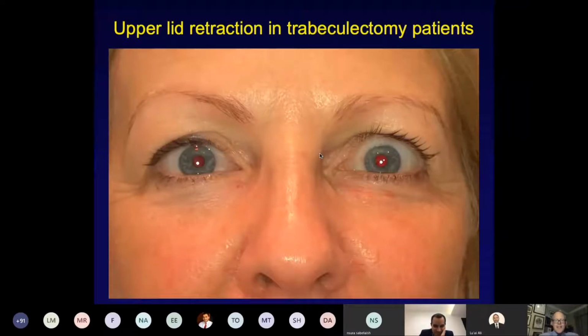Now, here's a really interesting case. Patients with trabeculectomies. We've all had problems with them, haven't we? This lady has lid retraction on the left. Here's her bleb, as you can see it here. Here's a PI on the other side. And these patients are really difficult to get right because they're unpredictable.